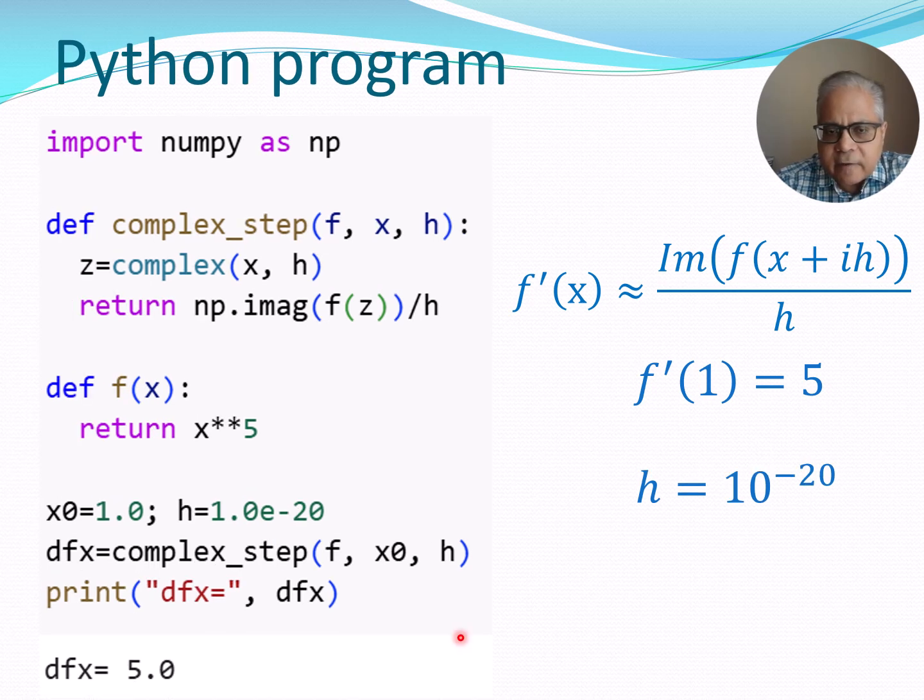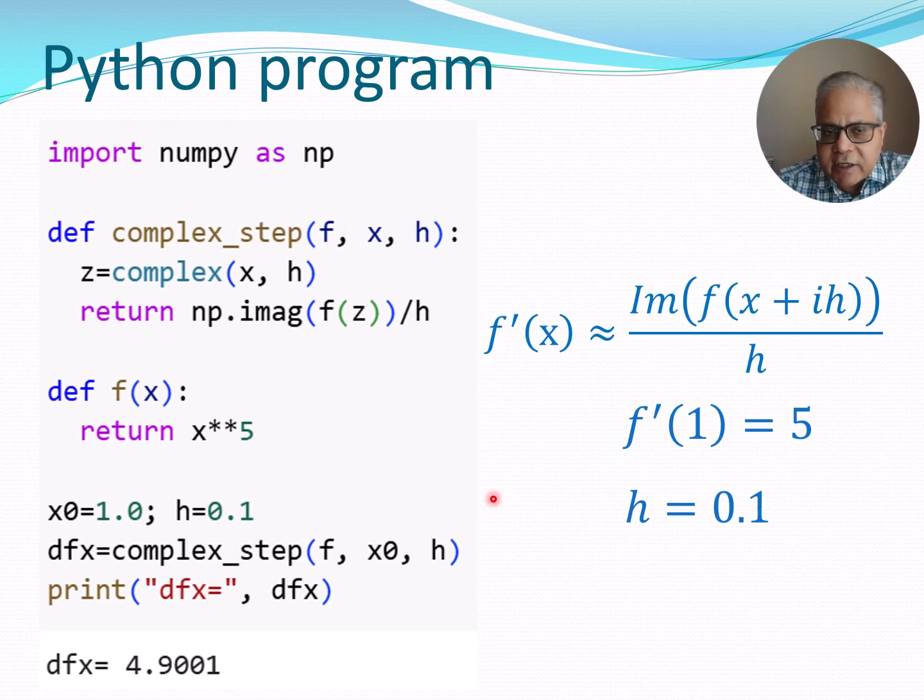Let's try this for h equal to 10 to the power minus 20. Now this seems an extremely low value, but here of course you are seeing there is no subtraction taking place in the numerator term. So what happens is that I get the derivative as 5, and here you can see I have put in h as e to the power minus 20.